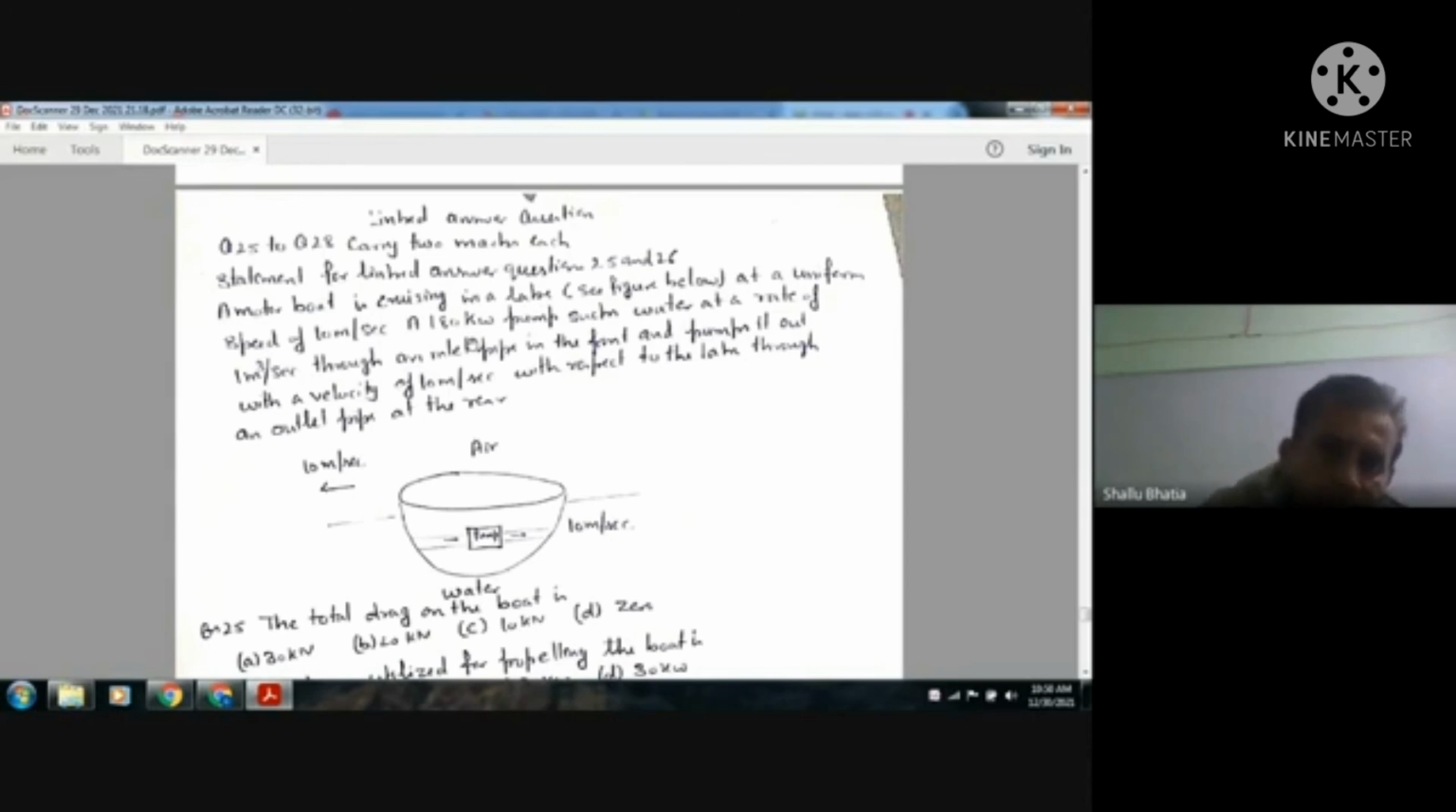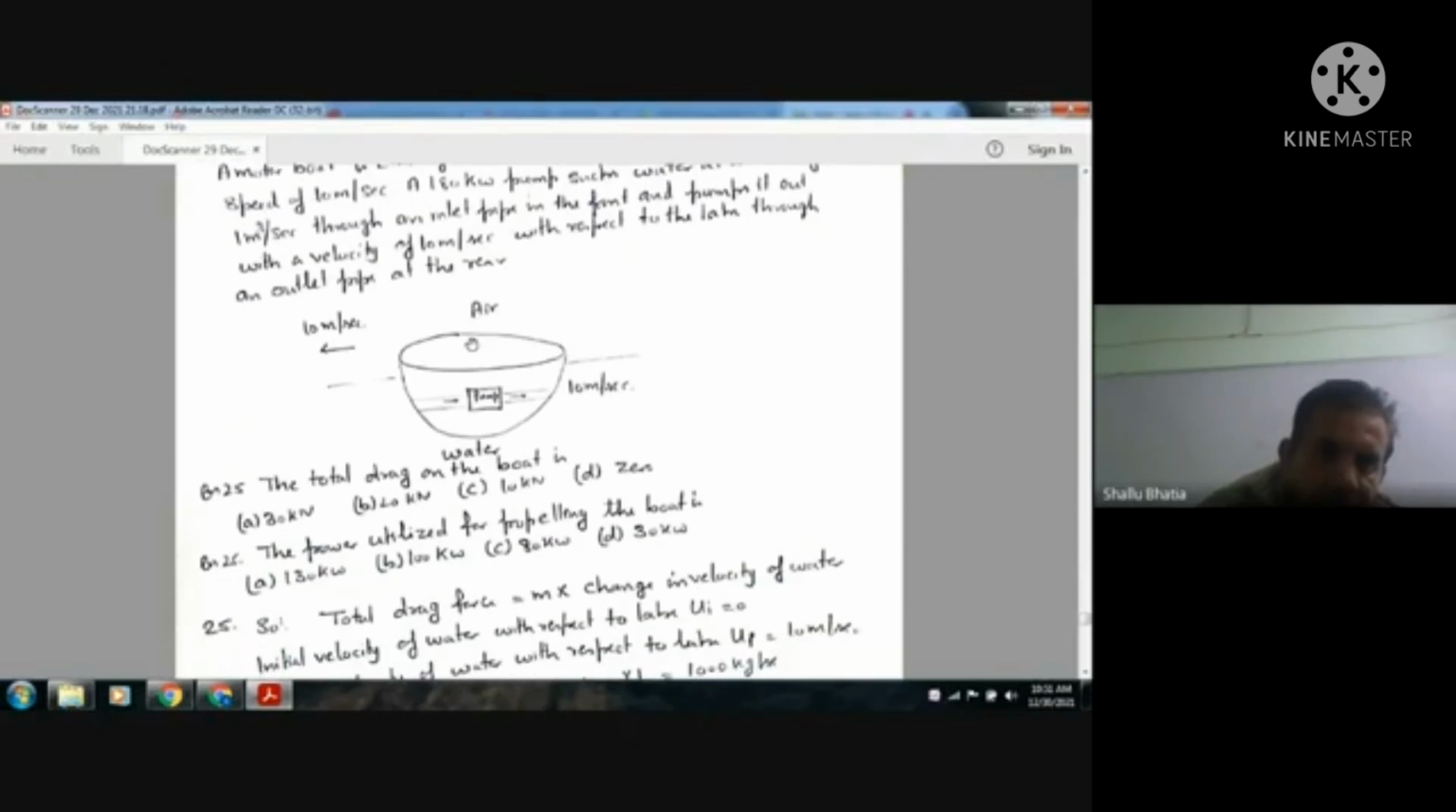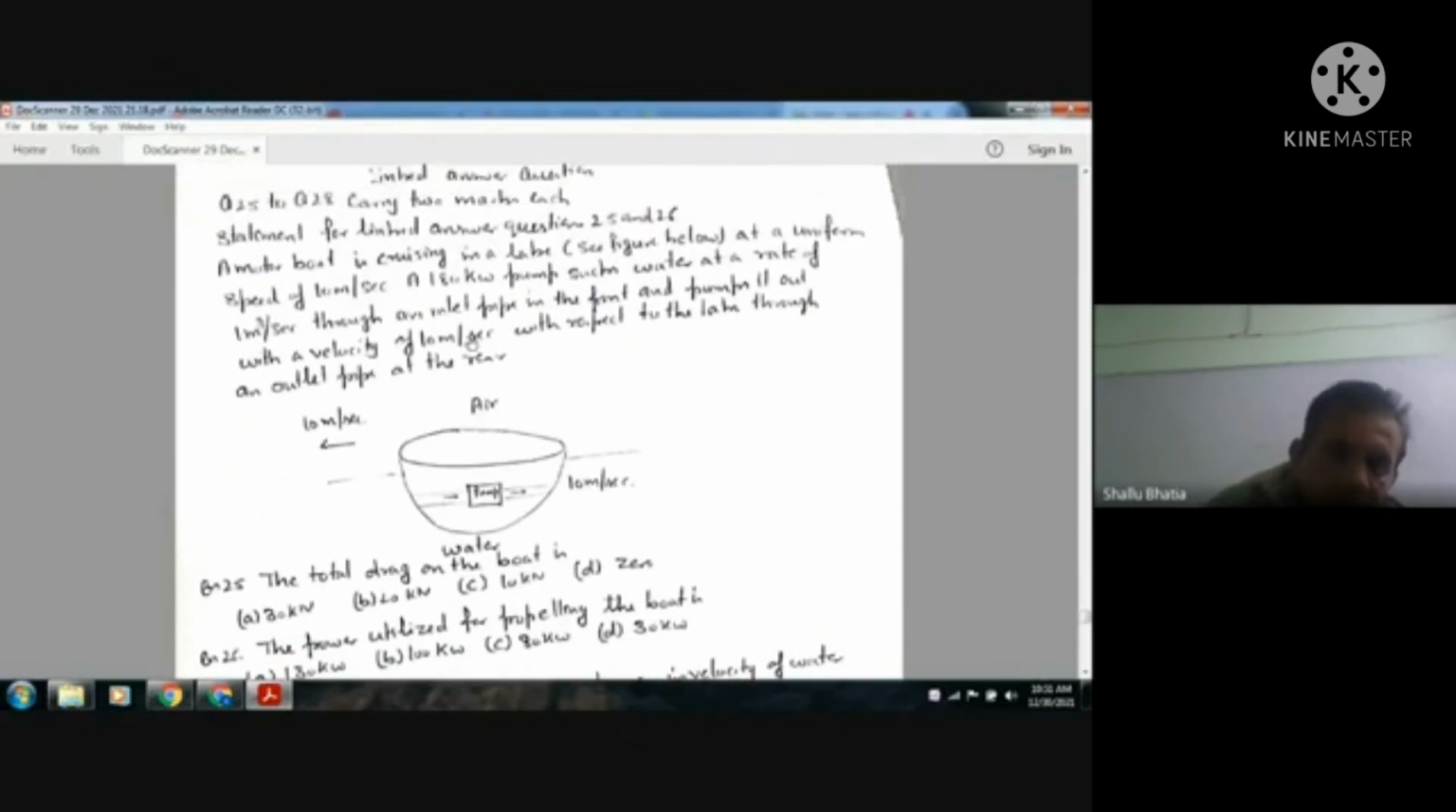A motorboat is cruising in a lake, see figure below, at a uniform speed of 10 meters per second. A 180 kilowatt pump sucks the water at a rate of 1 meter cube per second through an inlet pipe in front and pumps it out with a velocity of 10 meters per second with respect to the lake through the outlet pipe at the rear. So this is the figure given.